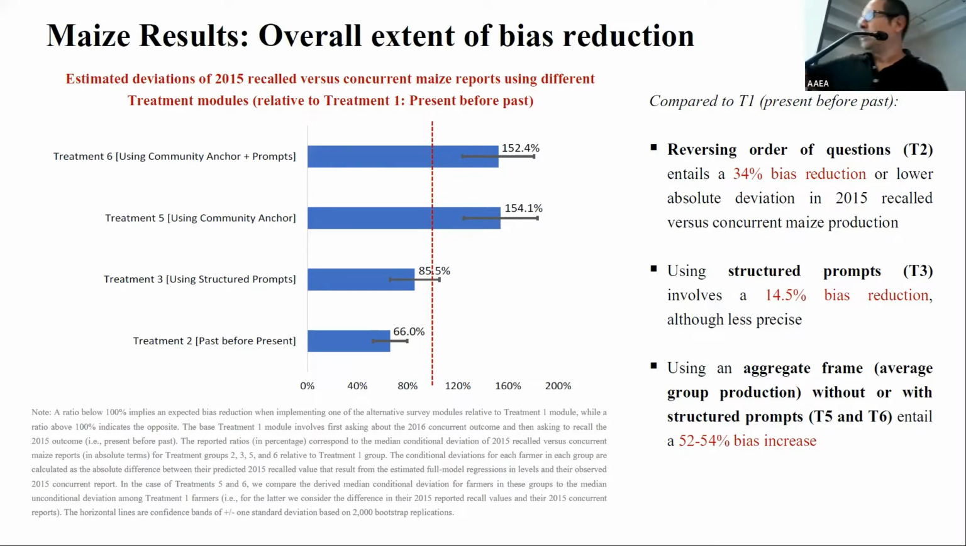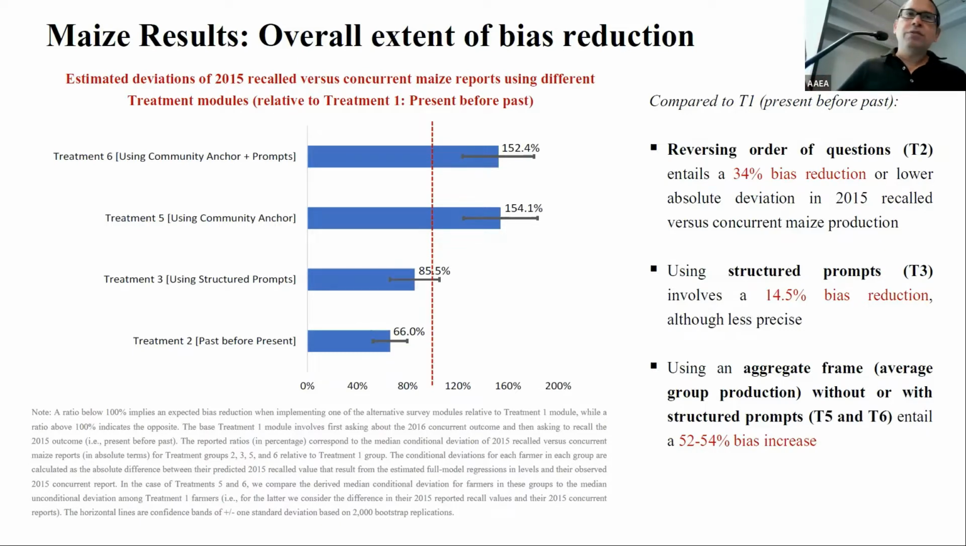So here, for example, treatment 2 is when we reverse the order of questions. Instead of asking first about what happened today and then what happened the previous year, we ask first about what happened the previous year and then today. It's just reversing the order of questions. And we get a bias reduction in the order of 34%, without any increase in the time of data collection.